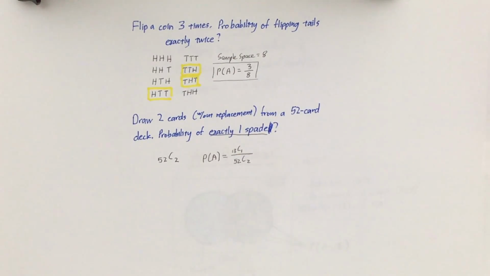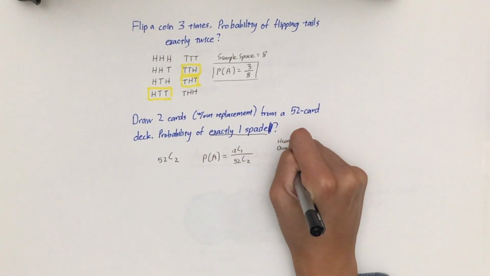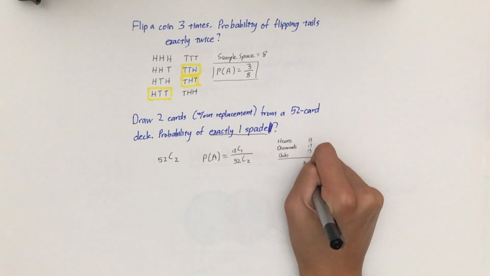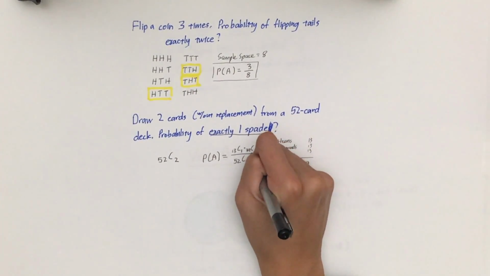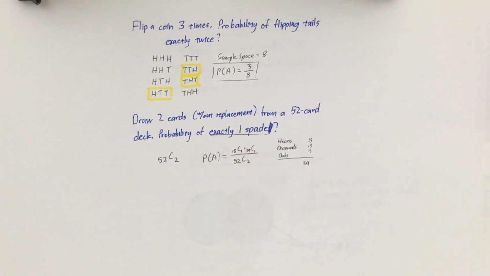There's 13 spades and 39 other cards, and you're drawing 1 of each, so you multiply 13C1 by 39C1, and that's the number of outcomes in your event. So you might wonder, why don't you have order? Because it might matter what order you draw the cards in. But when you're working with combinations like this, order doesn't matter.